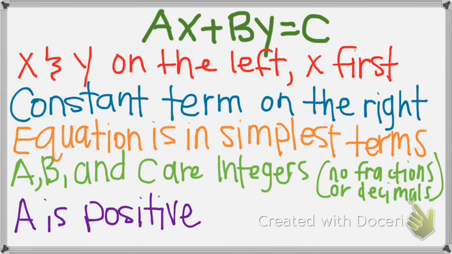So your rules for this would be that x and y are on the left, with x being first. A constant term is on the right, and the equation is in simplest form. That means that there are no common factors in all three terms.